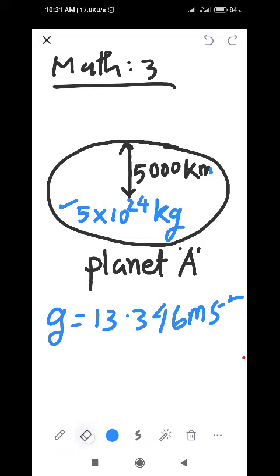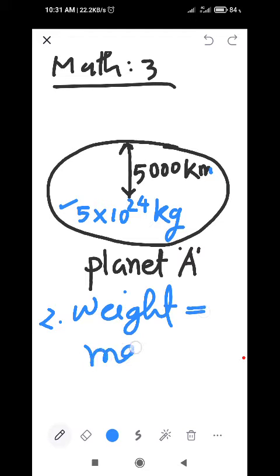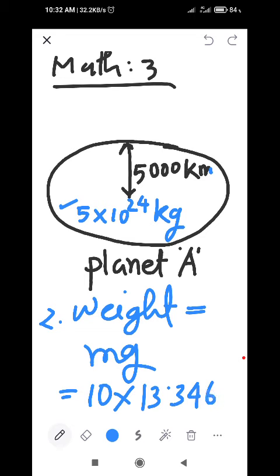Now, what was the second question? Okay, we know weight equal to mg, right? So what was the mass? 10 kg, and the value of the G was 13.346. So that means the weight will be 133.46 Newton, right? That is the answer. Understand, my dear students? Okay. Now math 3.